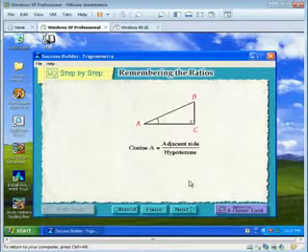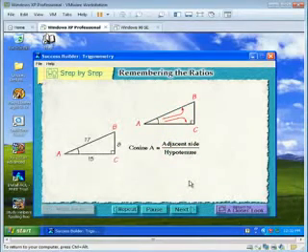The cosine of angle A is found by dividing the side adjacent to the angle by the hypotenuse. Let's look at another example in which we find the cosine of an angle. Here's a right triangle with legs of 8 and 15 units and a hypotenuse of 17 units. Let's find the cosine of angle A.